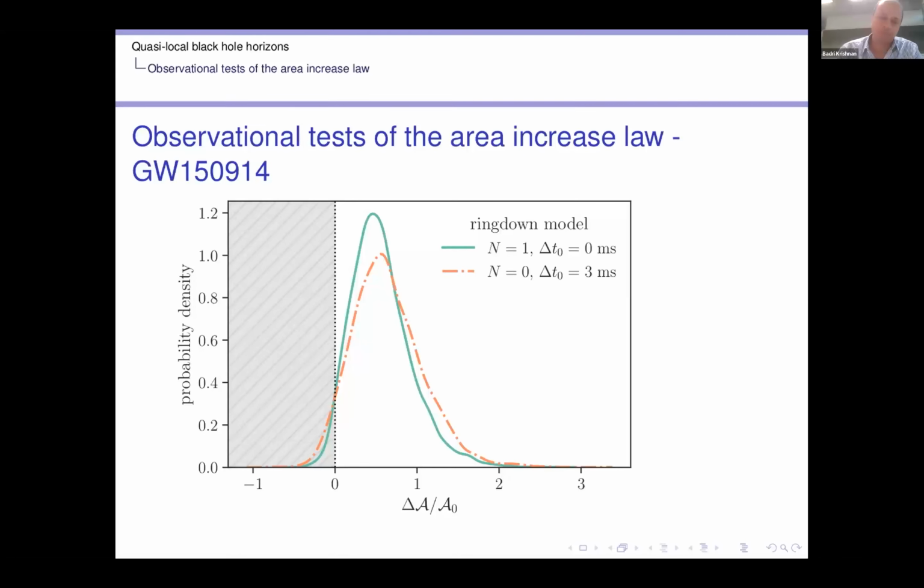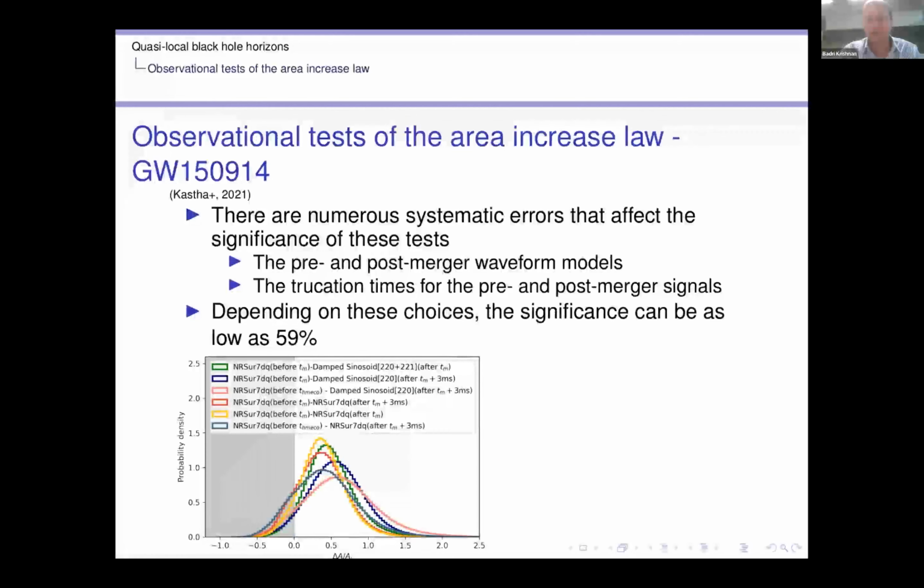And the hope is that with future detectors, you get much tighter posteriors, and you can either confirm or disprove this law to really amazing accuracy. And I think this will happen in the third generation detectors. So just a little word of caution here, which is that there are numerous systematic errors that affect these results.